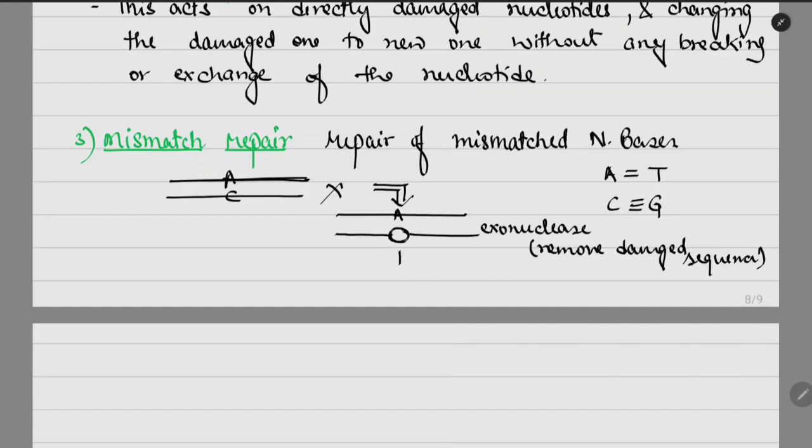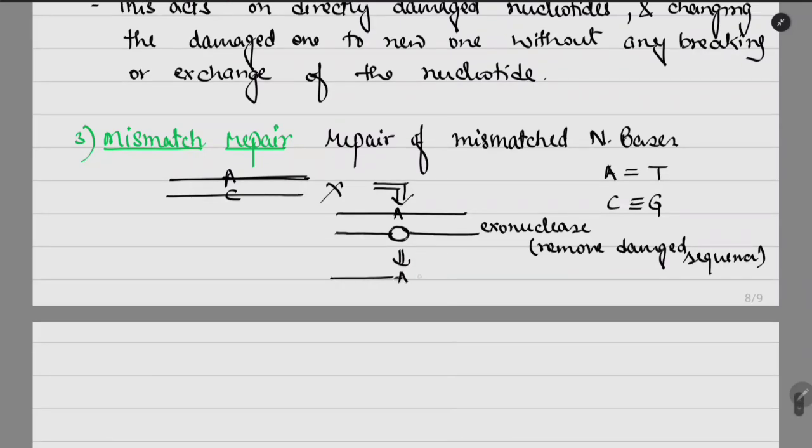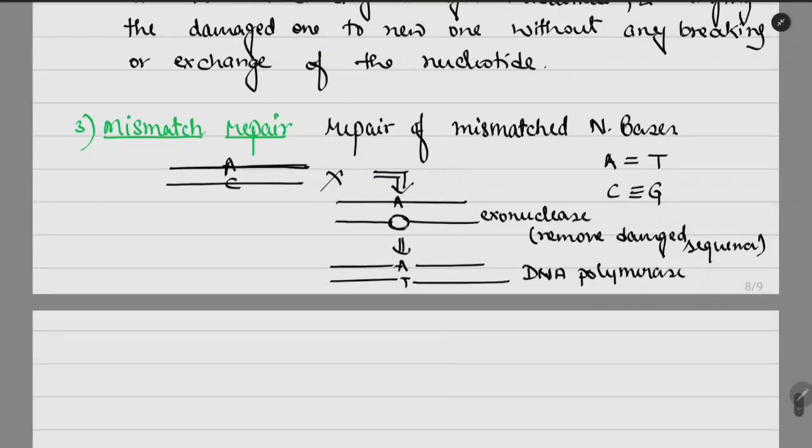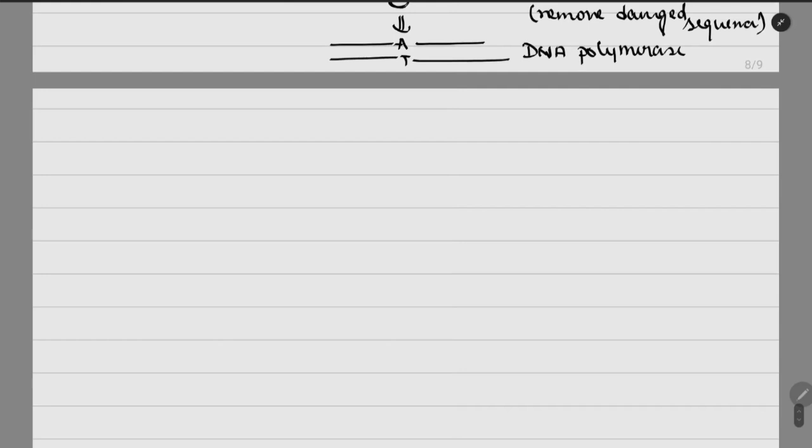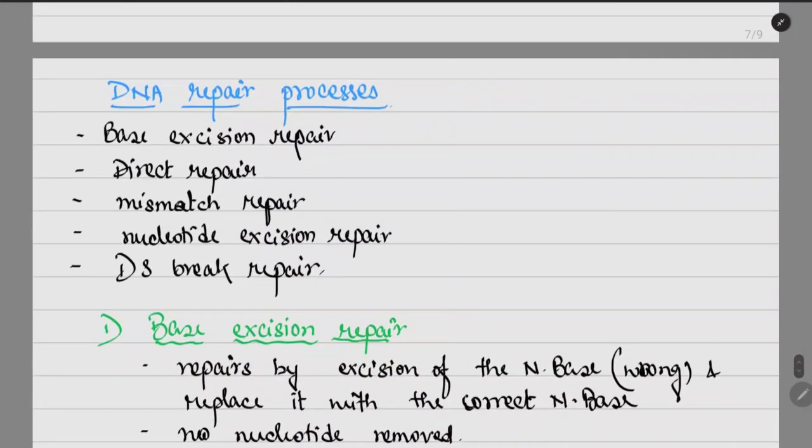And the new DNA sequence I am adding here, that is the T, by the help of DNA polymerase. Okay. And after that, DNA ligase action also takes place, because here there is breaking down by the help of exonuclease. So after exonuclease action and DNA polymerase action, DNA ligase action will also take place, and the corrected base is added. So now the mismatch repair is done.